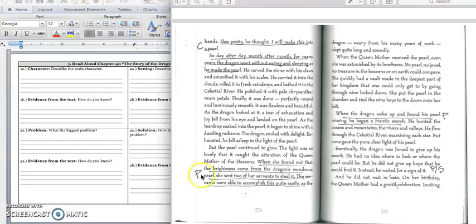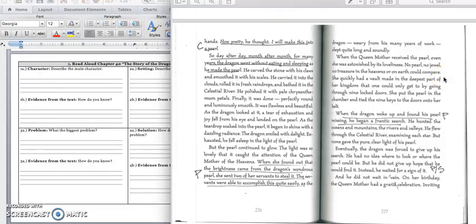And for the quote, we can write down this sentence at the bottom of page 226. When she found out that the brightness came from the dragon's wondrous pearl, she sent 2 of her servants to steal it. Press pause to write down your answer and play when you're ready to keep reading. Let's keep reading on page 227 to see how the dragon responds.